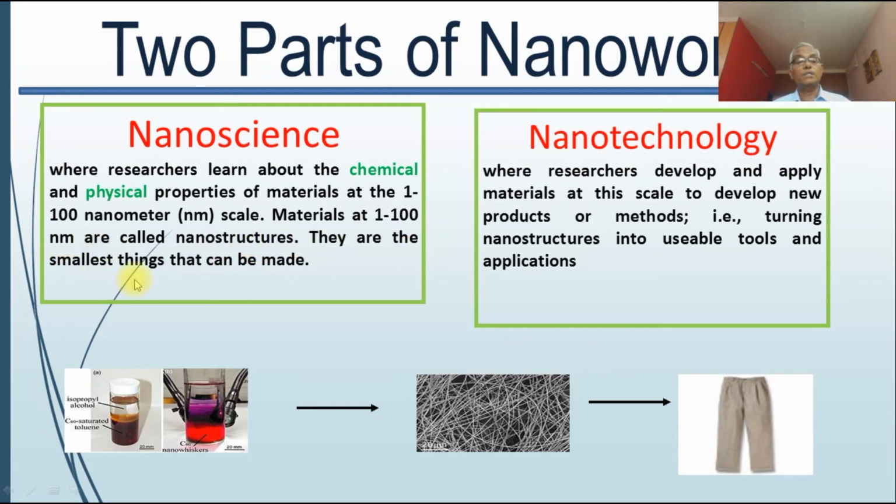These are called nanostructures, and they are the smallest things that can be made. And nanotechnology is where researchers develop and apply the material at this scale to develop new products and methods, that is, turning nanostructures into usable tools and applications. So the application part we put into nanotechnology, nano engineering you can say, and the basics, the study of the physical and chemical properties, mechanical property, optical property, we consider as nanoscience.